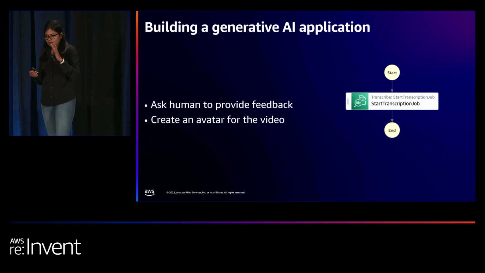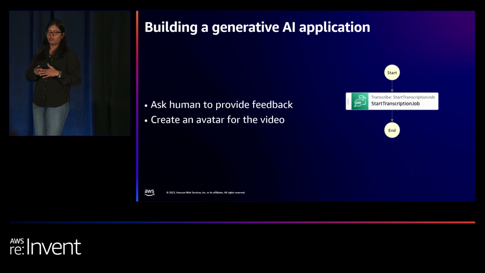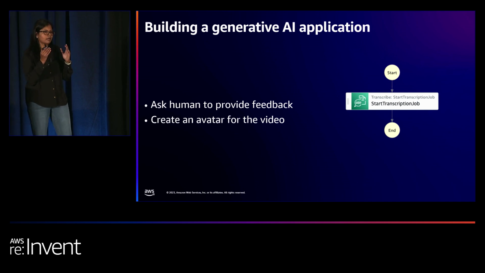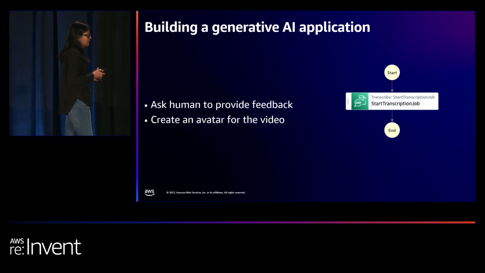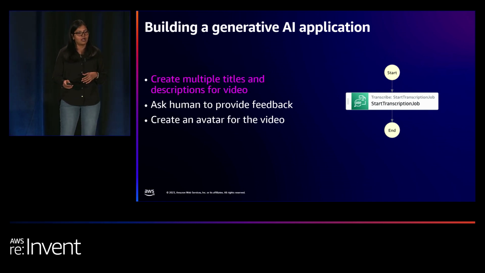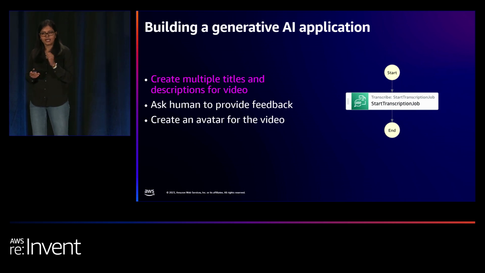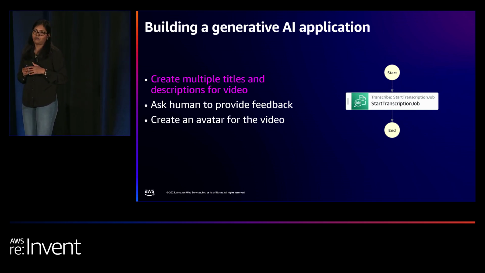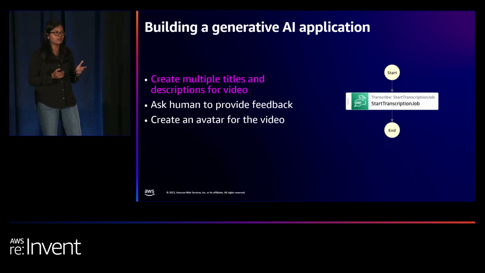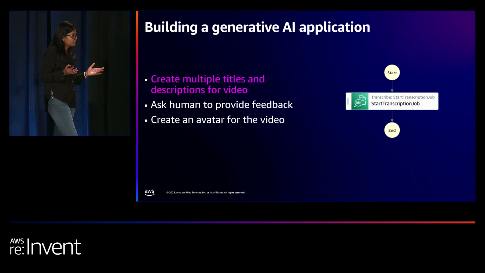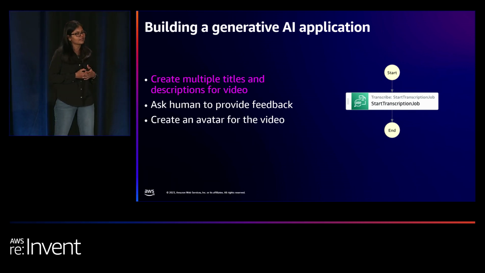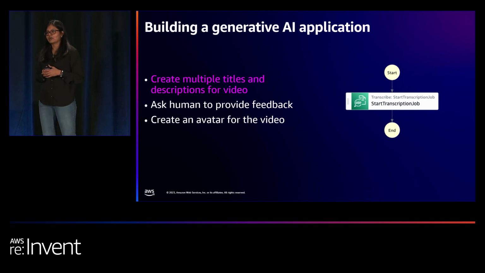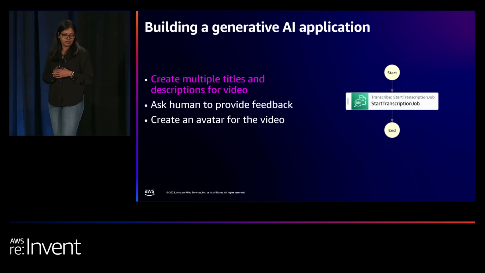So with that kind of direct integration, we have a transcribed text in Amazon S3 using start transcription job. Our requirement is to create a title and description for the video. And we want to create multiple because we've always loved options and we want to choose the best. But I'll talk about why we are creating multiple in a minute.